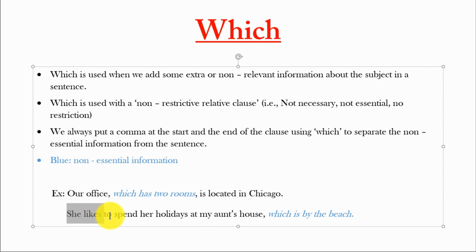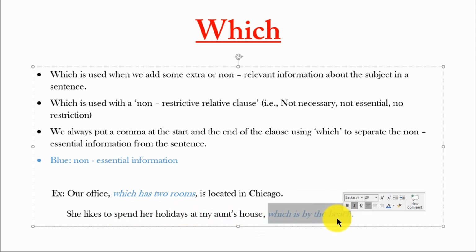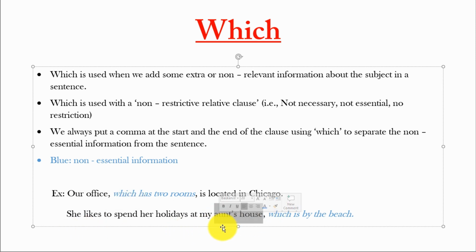Now, she likes to spend her holidays at my aunt's house. So what is the necessary information which is being conveyed? It is that she likes to spend her holidays at my aunt's house. Now this clause over here, which is by the beach. So this is first of all not telling us anything about the subject of the sentence. It is telling us more about the aunt's house, number one. And secondly, this information is giving us more insight into the aunt's house as to where it is located.